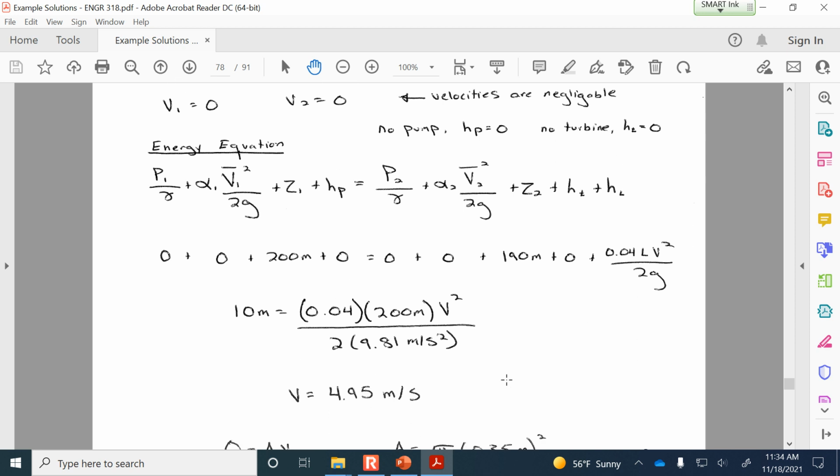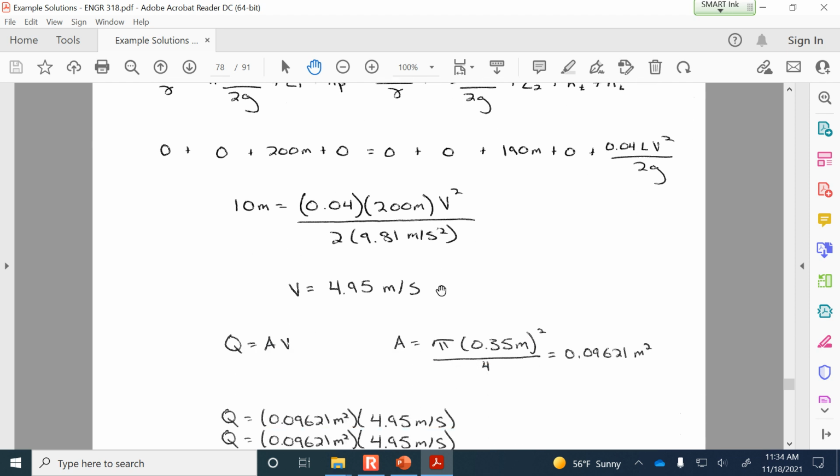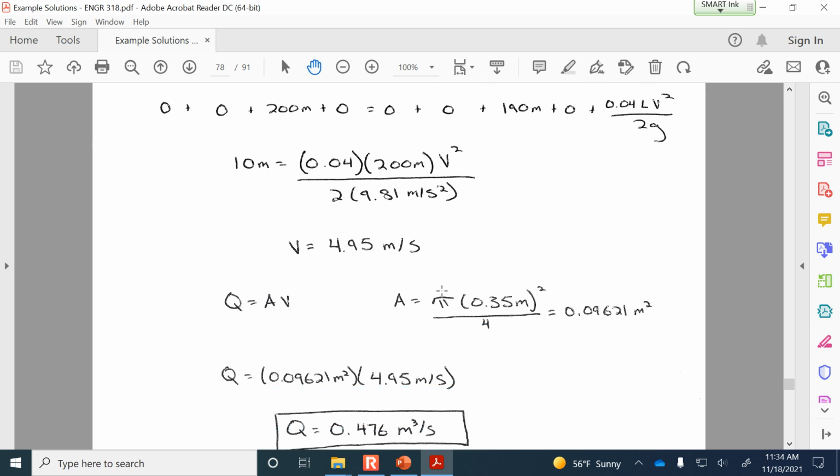And then from that, get V. So 4.95 meters per second is how quickly the water will be flowing through this pipe. It's a pretty healthy clip. And with that flow velocity, the flow rate would be 0.476 cubic meters per second.